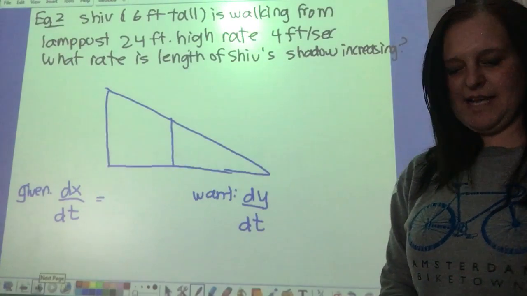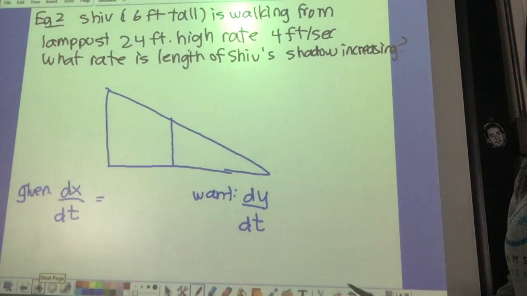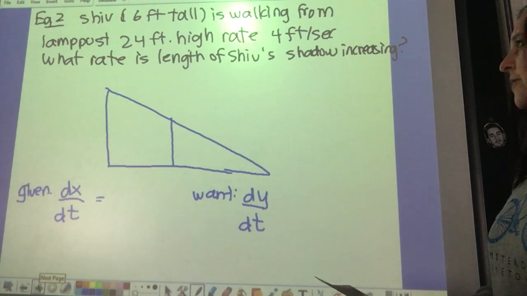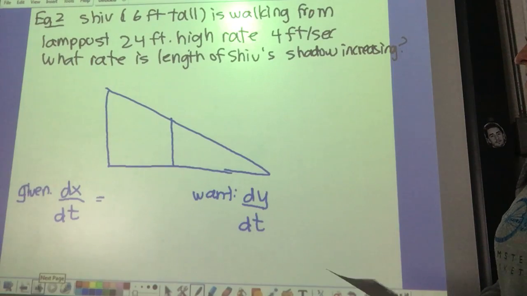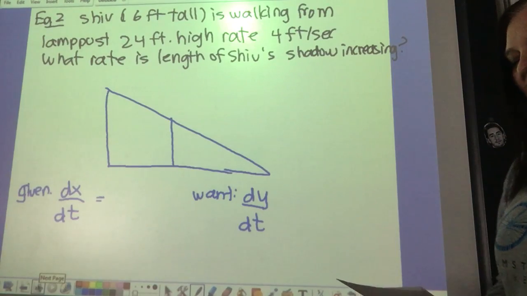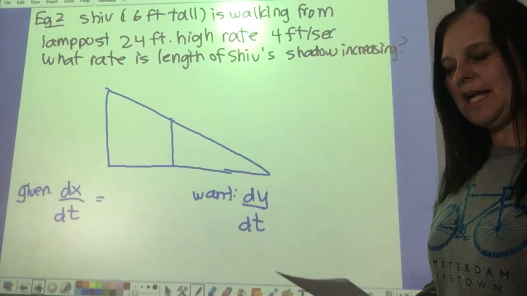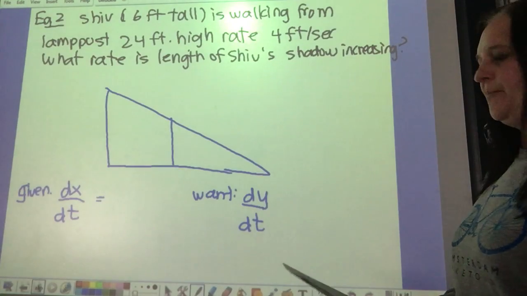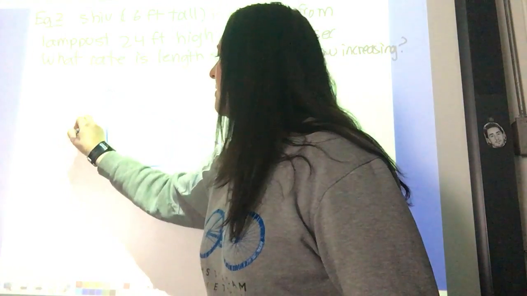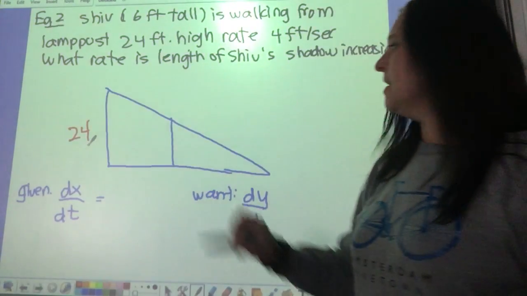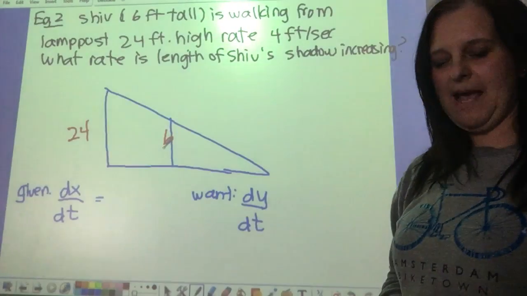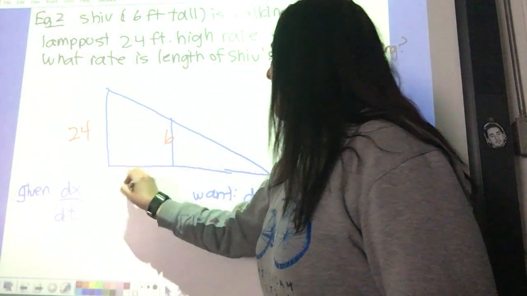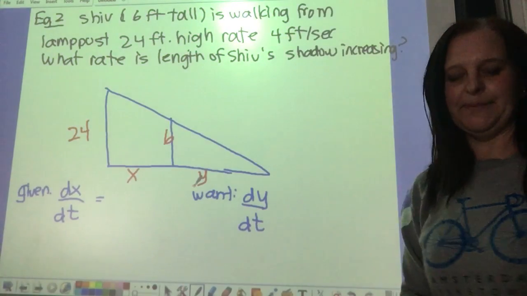Okay, two more examples. In this example, we have a 6-foot tall man walking away from a lamppost that's 24 feet high at a rate of 4 feet per second. At what rate is the length of his shadow increasing? So in this diagram, this is our lamppost here. It's a height of 24. This is our 6-foot man, and I've just labeled that x and y.